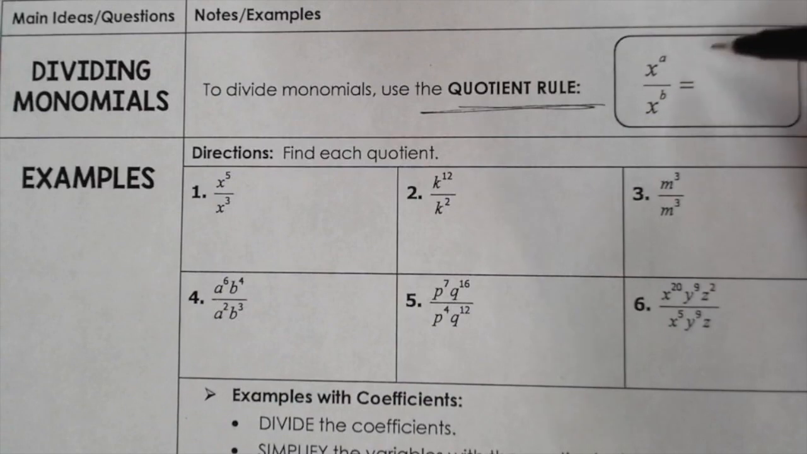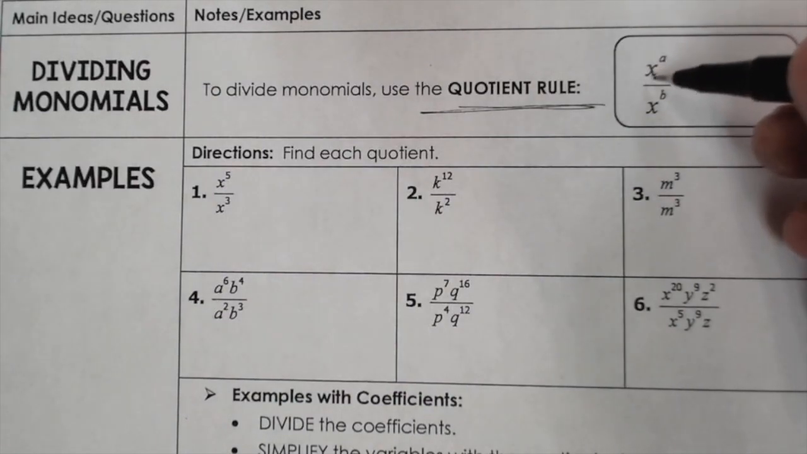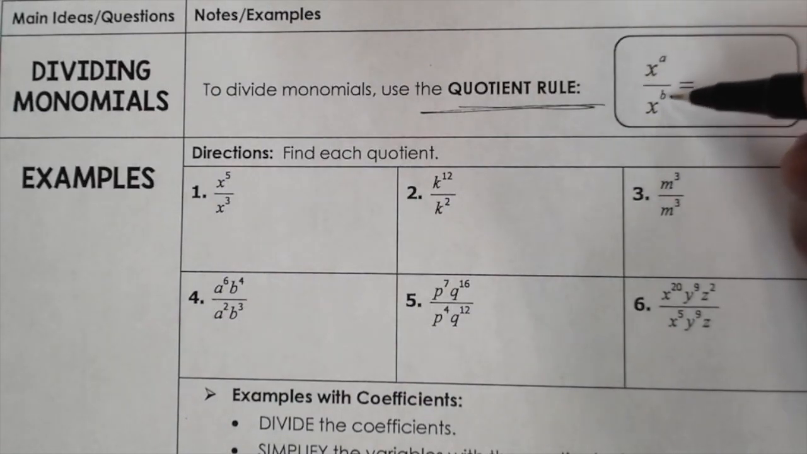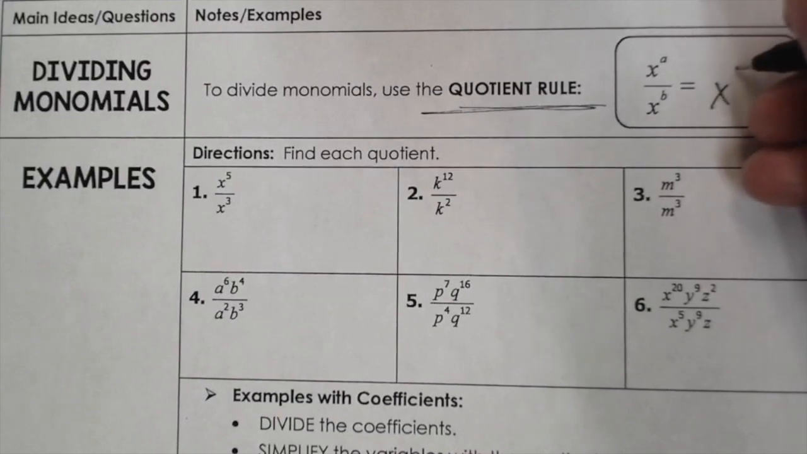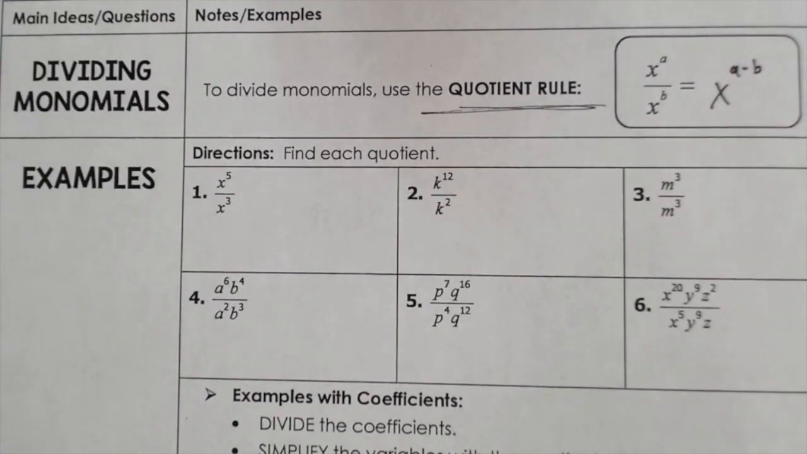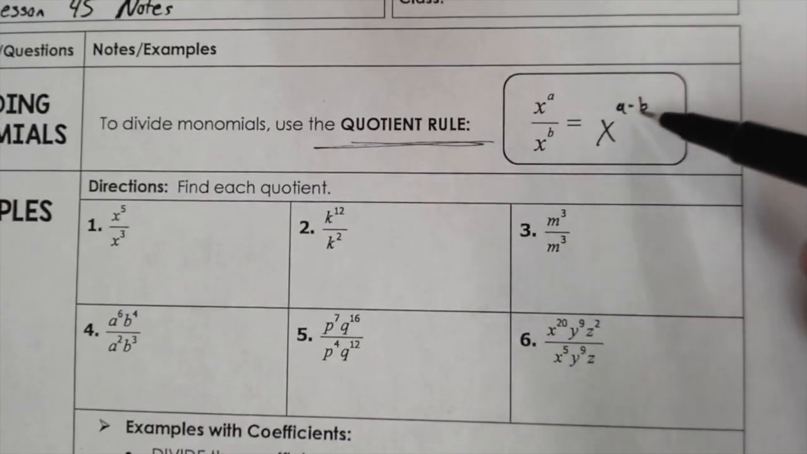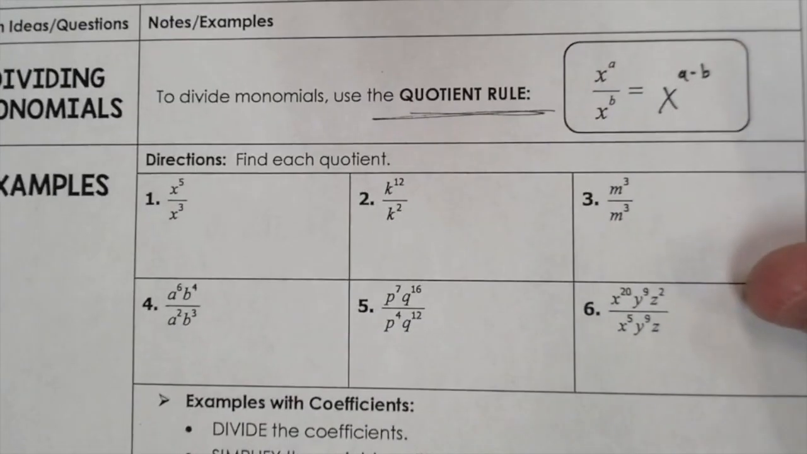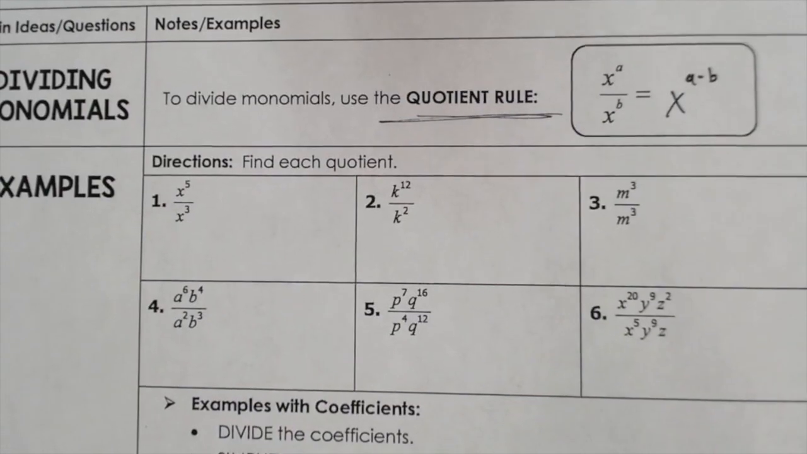We've got the quotient rule. It's not bad, it's just going to be when you have x to the a divided by x to the b, you're going to actually do x to the a minus b. Okay? So x to the a minus b is what the quotient rule tells us.